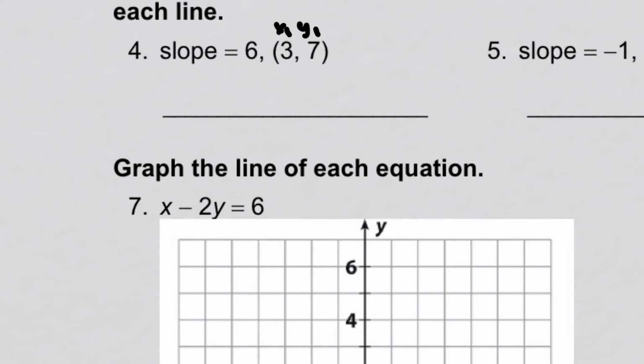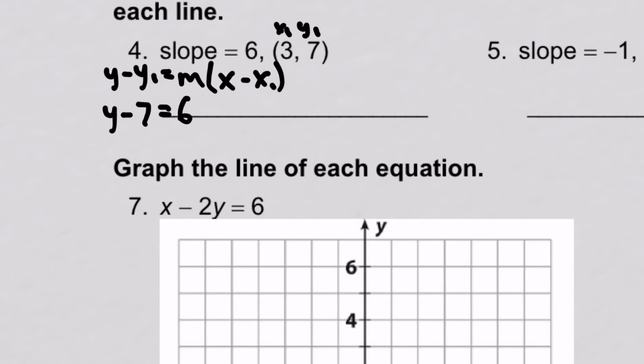And I'm going to plug in those numbers into y minus y sub 1 equals m times the quantity x minus x sub 1. Substitute in those values. So y minus y sub 1, which is 7, equals m, which is 6, times x minus x sub 1, which is 3. And that is point slope form. We don't want point slope form, right?